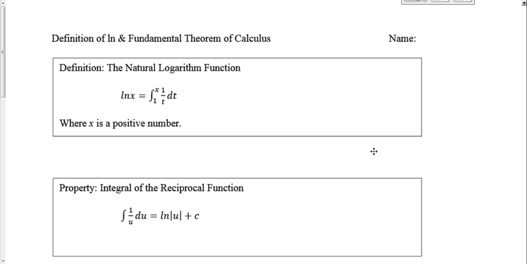So here's our definition, that the natural log is the antiderivative of 1 over t dt from 1 to x. Now, x must be a positive number. So let's look now at this property down here, the integral of the reciprocal function. So if we have the antiderivative of 1 over u du, we're going to end up with the natural log of the absolute value of u plus c. Now, why? Why do we have this absolute value?